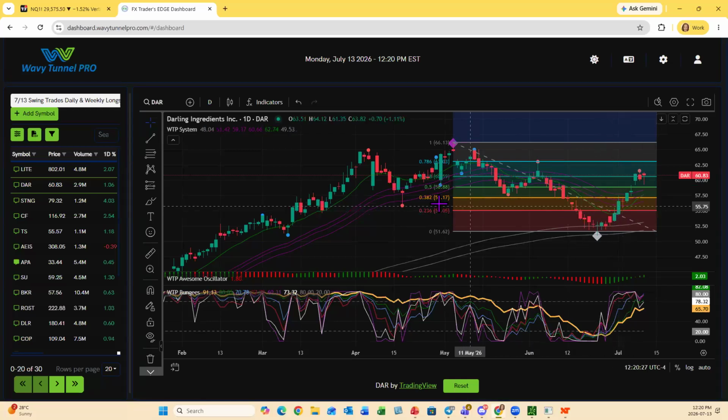And then the 38.2. Notice how price bounces off of it, right? These levels work. And then there's the 50%. That was the top of this day. And then this is the 61.8. This is a very key level because we're pausing here. But if we start to trade above this 61.8, well, what's next?